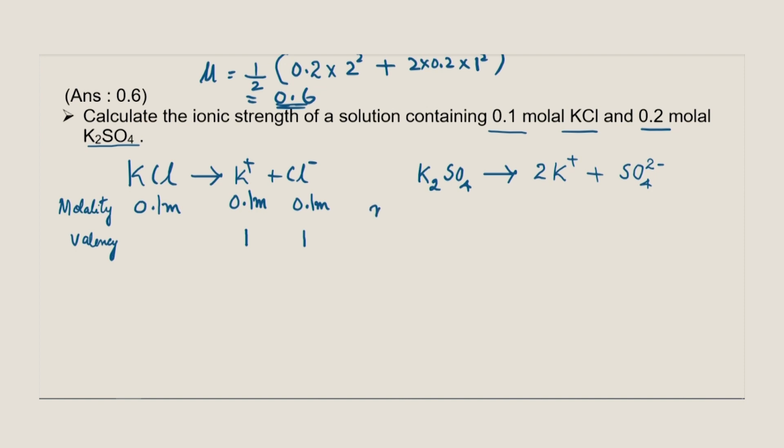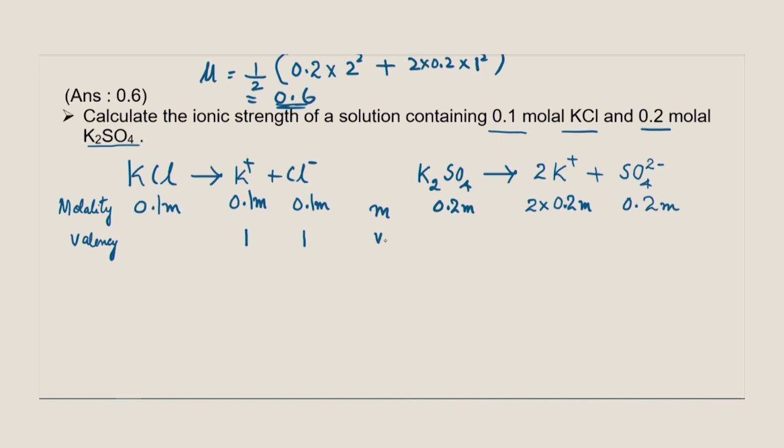Let us see what will be the molalities. We are starting with 0.2 molar potassium sulfate. When it is completely ionized, you will get 2 K plus ions, that is twice the concentration of potassium sulfate. So, here it will be 2 into 0.2 molar for potassium ions, and for sulfate ions it is only 0.2 molar, because you are getting only 1 ion from that. Okay. So, we have got the molalities.